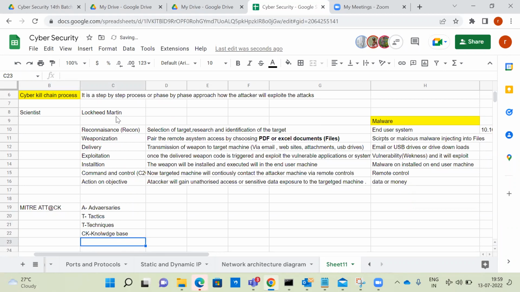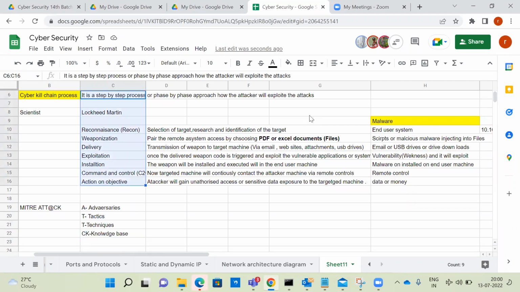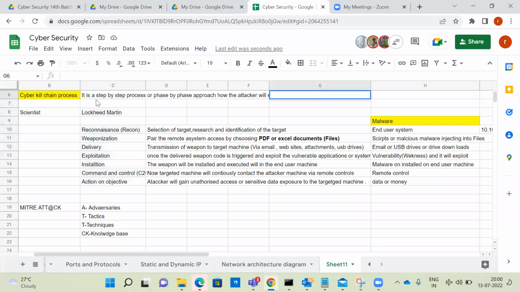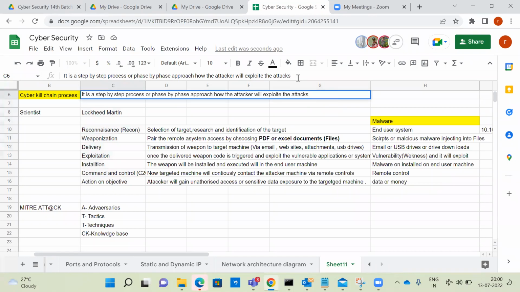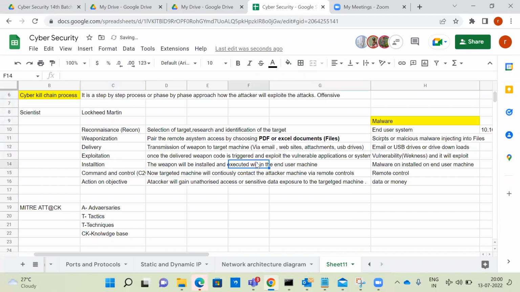So the cyber kill chain process is a completely offensive mechanism. It is an offensive mechanism, not a defensive one. Defensive here means the SOC team. Offensive means it's like a hacking team. So it is offensive, and the opposite of offensive is defensive.